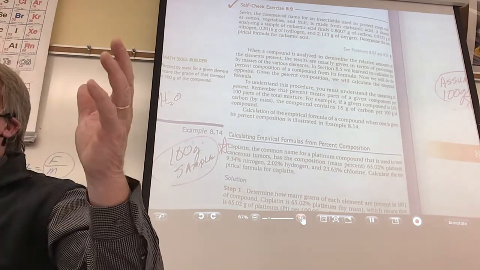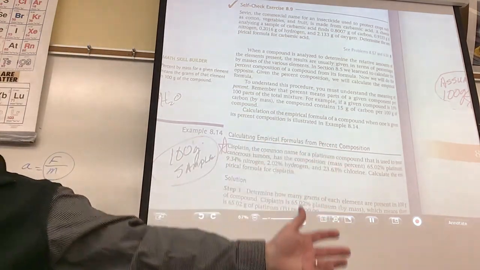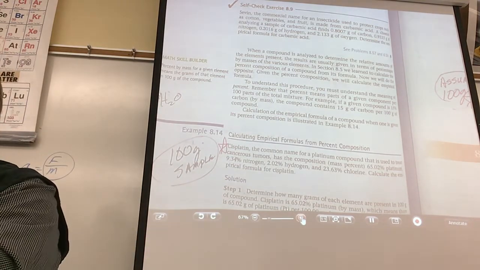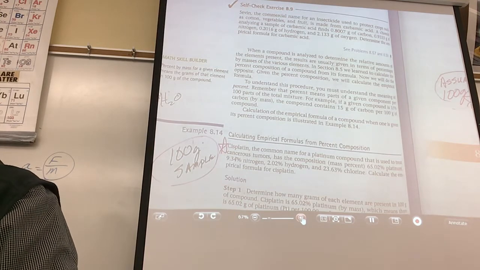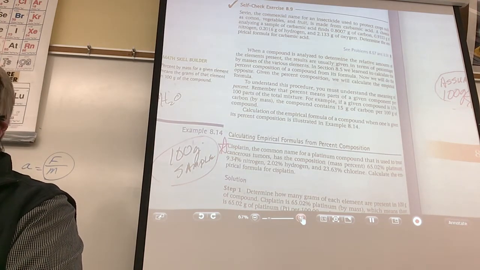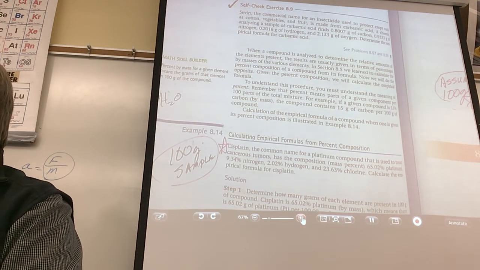Any amount of this compound. Hey, how much of this did you give me? How many grams did you give me? Oh, you never told me. You're not going to tell me? I'm going to pick my own number. I think you gave me 100 grams of this sample. Why would you do that? Because I'm not stupid.